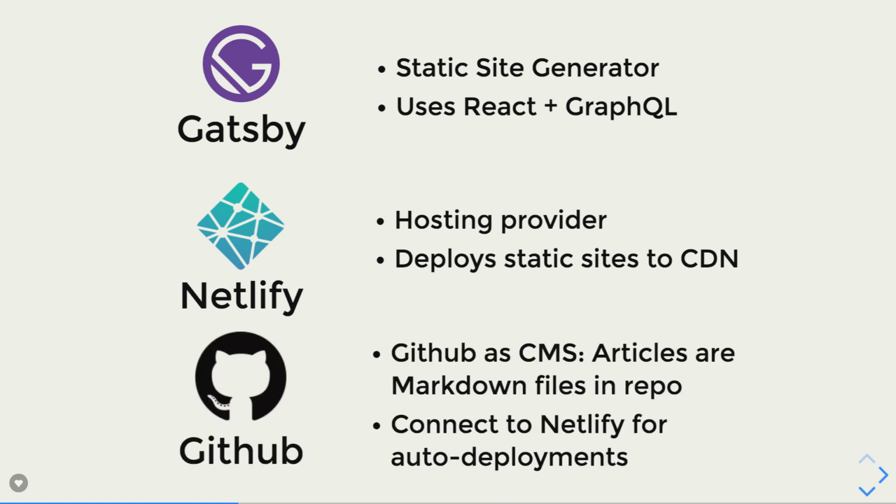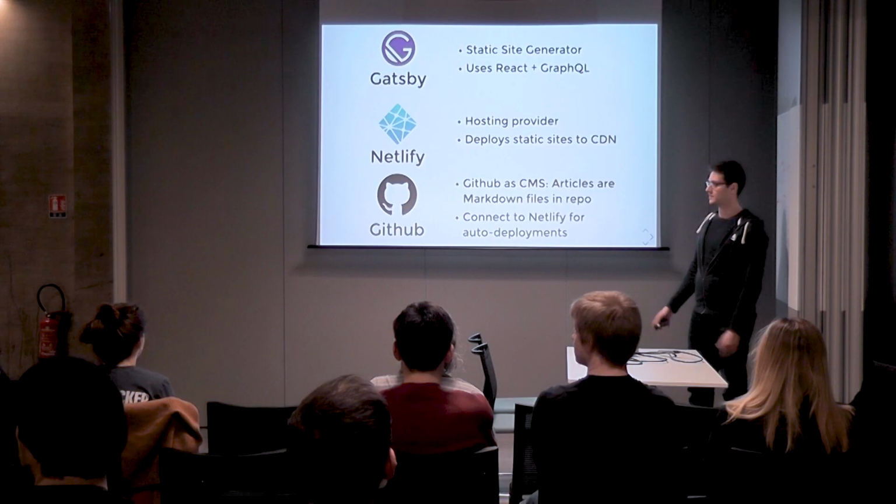And then finally, we use GitHub basically as a CMS. So we keep our content, our articles, as Markdown files in the GitHub repository, which is nice. They're in version control. And then we connect our GitHub to Netlify, and we have automatic deployments and a bunch of other features, which I'm going to explain later, that come with Netlify. So this is the stack behind it.